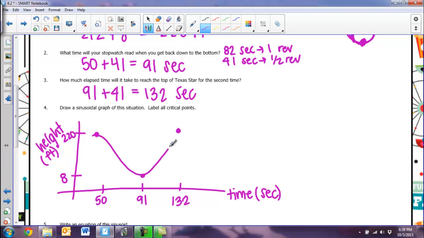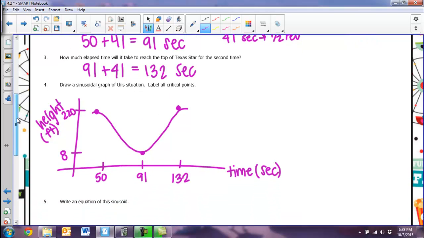Oh, this is going to be bad. Oh, could have been worse. Okay, and so that's what your picture looks like in general. Not too bad.